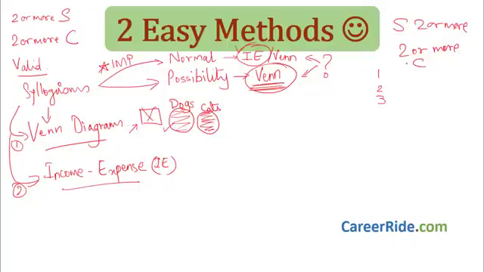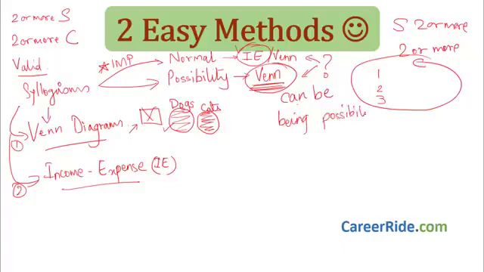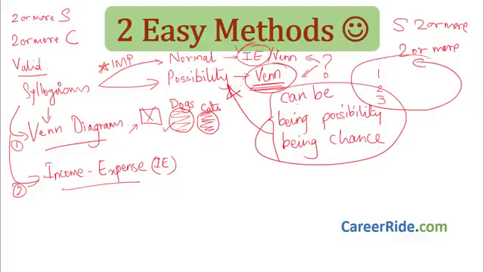First, immediately see the conclusions. If in the conclusion you see the words like "can be", these two together, or "being a possibility", or "being a chance", if you see these three types of words, it is a possibility sum. If you don't see these words, it is a normal sum.